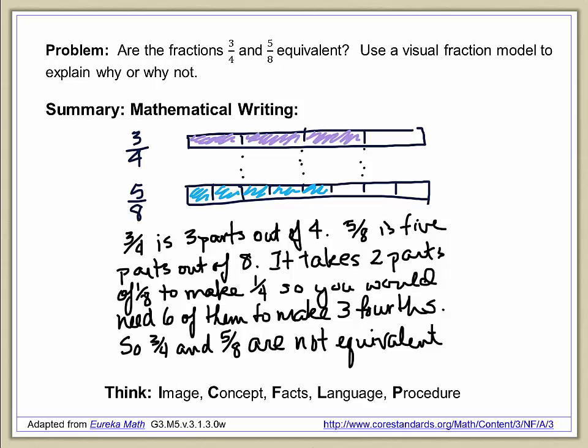This video has covered parts A and B of standard 3.NF.A.3, and in the next video, we will look at parts C and D, which are a little bit more complex.